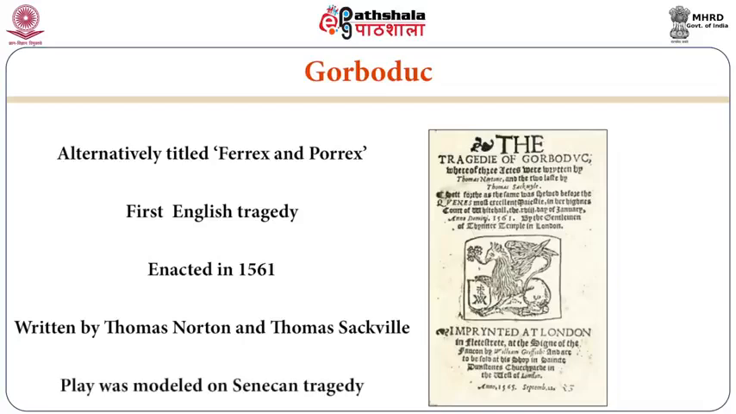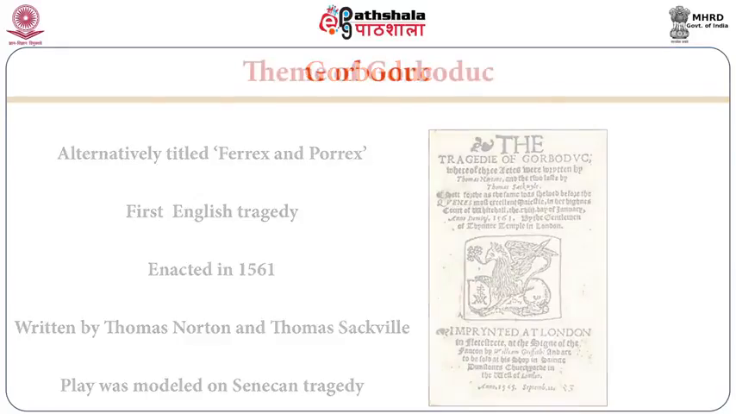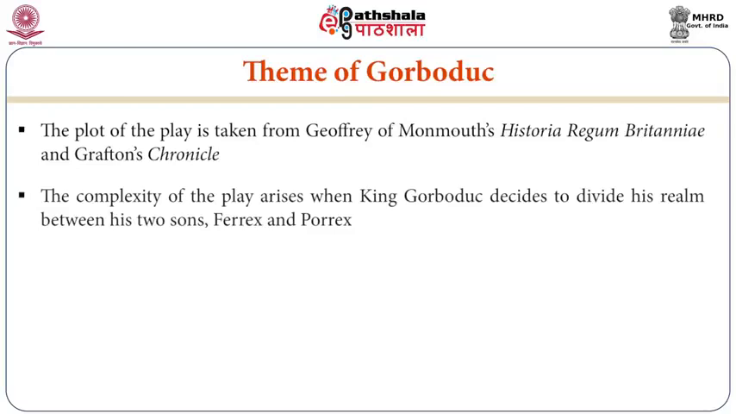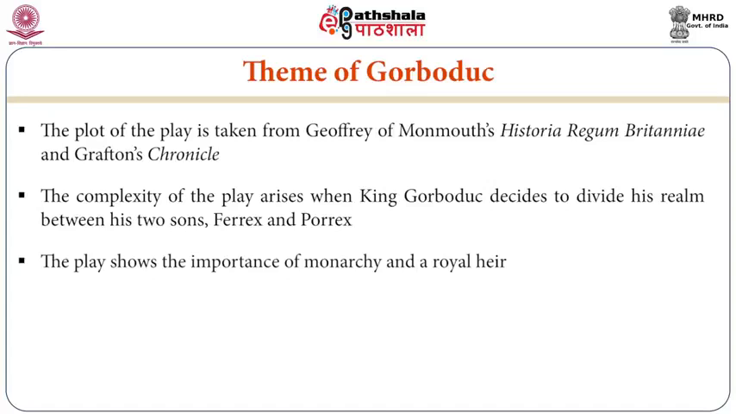The play was modeled on Senecan tragedy, and in the previous phase we discussed the features of Senecan tragedy already. Now, the theme of Gorboduc. The plot of the play is taken from Geoffrey of Monmouth's very important work Historia Regum Britanniae and Grafton's Chronicle. So, it is a combination of both works. The complexity of the plot arises when King Gorboduc decides to divide his realm between his two sons, Ferrex and Porrex. The play shows the importance of monarchy and royal heir.